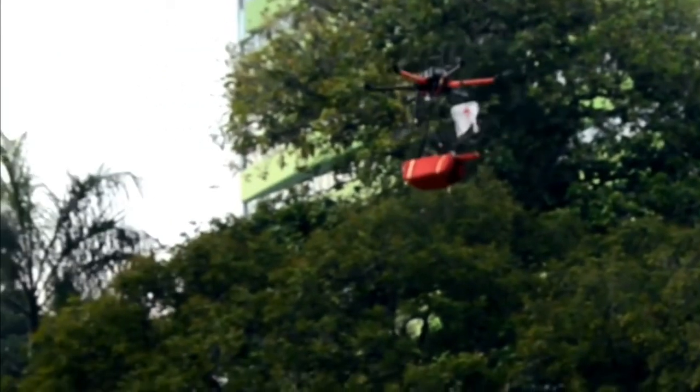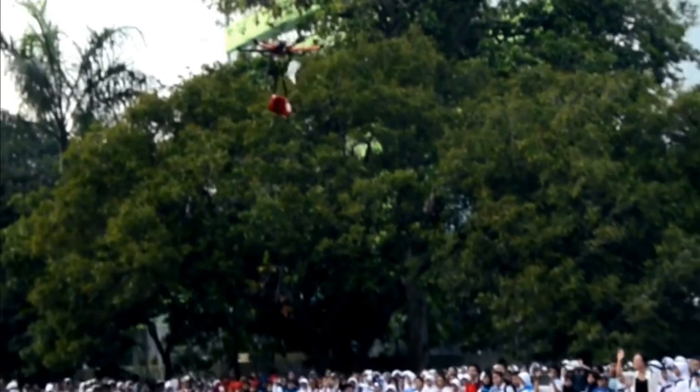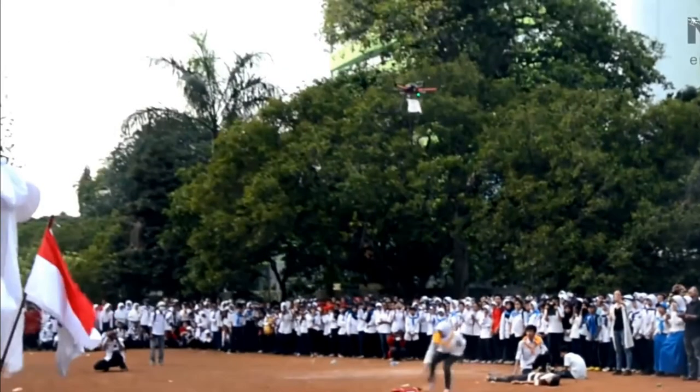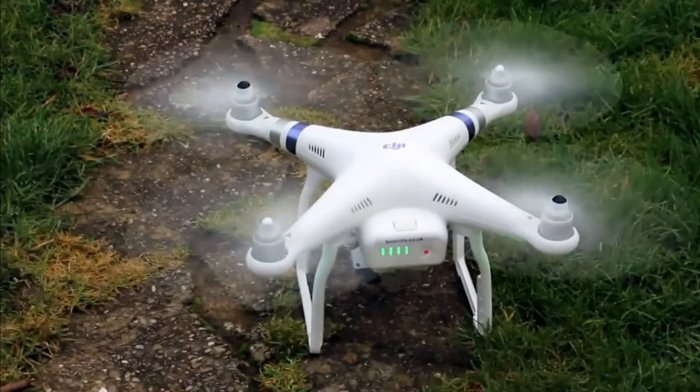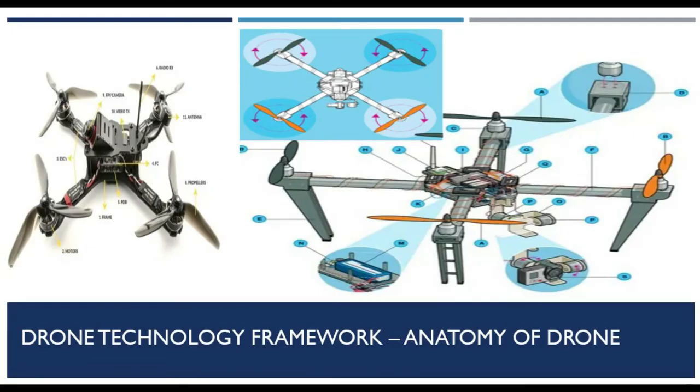Similarly, emergency response professionals use UAS to locate stranded individuals and deliver them necessary supplies. All of these are only some examples of what a single commercial off-the-shelf, or COTS, UAS platform can accomplish. Now let's move on to the framework of drone technology. Here we will discuss various components of COTS drones and how they fly.